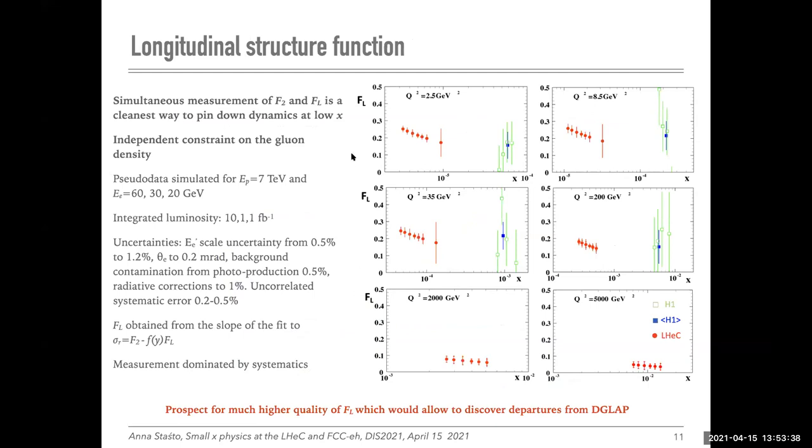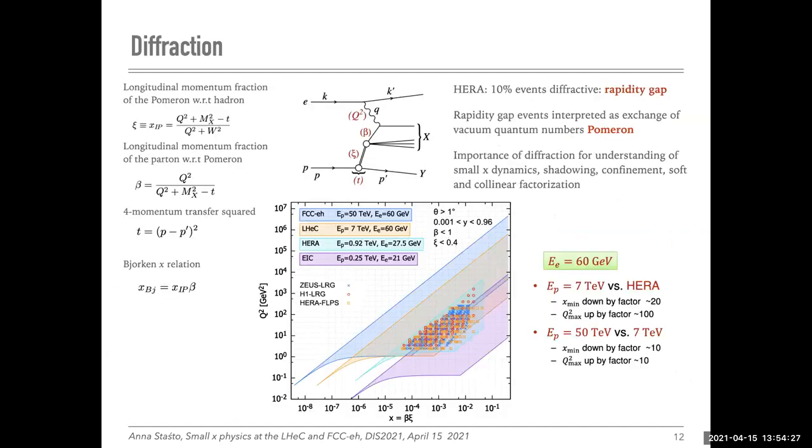So the simulation of the longitudinal structure function was performed using three sets of energies with these integrated luminosities. And these are the assumptions on the systematics. The analysis was performed using this Rosenbluth decomposition, by performing a slope fit to the reduced cross section. The measurement is dominated by the systematics, but here you see the quality of the data for the LHeC as compared to the H1 data. So there is a good prospect of very high quality data for FL that would allow us to discover departures from DGLAP.